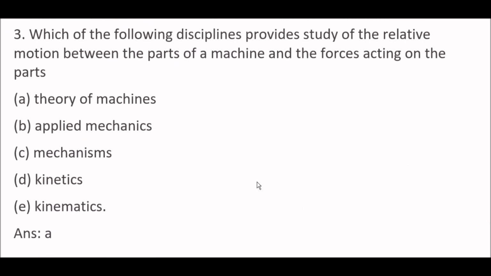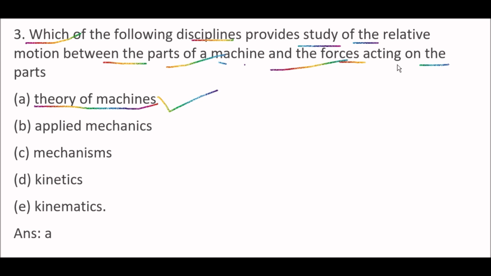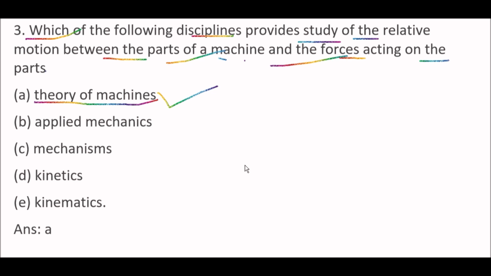Next question. Which of the following disciplines provides a study of the relative motion between the parts of a machine and the forces acting on the parts? Option A, theory of machines. Option B, applied mechanics. Option C, mechanism. Option D, kinetics. Option E, kinematics. Right answer is option A, theory of machine. Okay, this is a very important question. Theory of machine discipline provides a study of the relative motion between the parts of a machine and the forces acting on the parts. Okay.